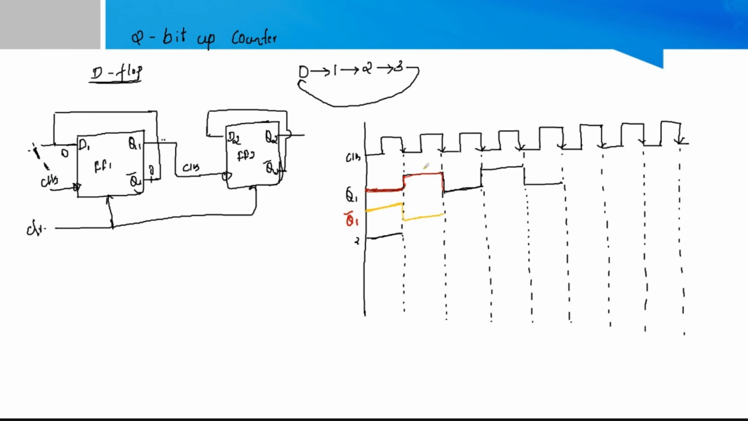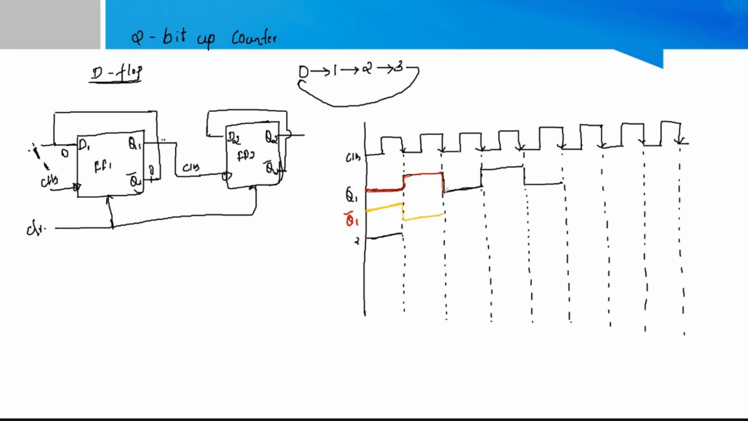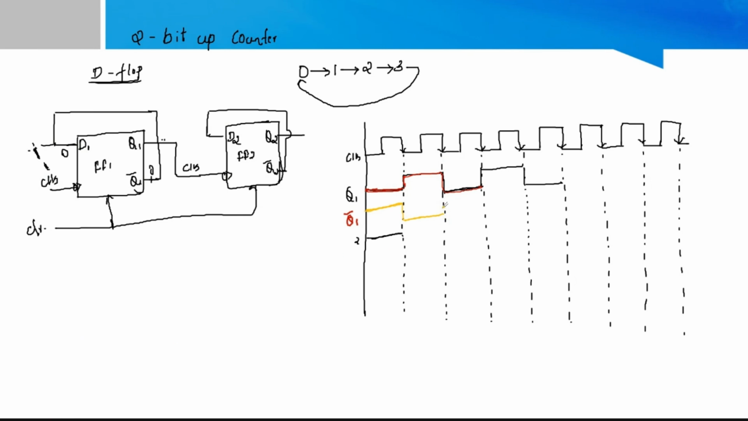So for the next falling edge of the clock, what is the D input? D is connected to Q bar. Q bar is 0 here. So Q will be 0 till the next falling edge of the clock. So it is 0. It means that Q bar will be 1. Q bar will be 1 till the next falling edge of the clock.